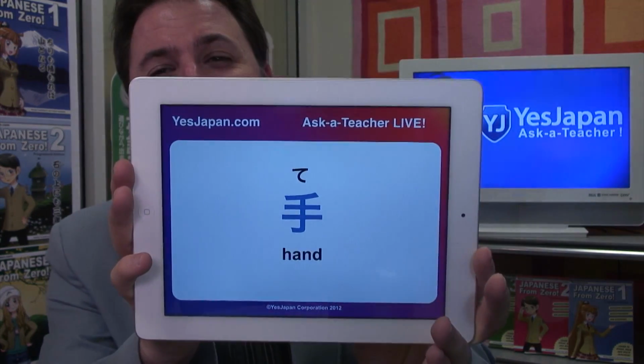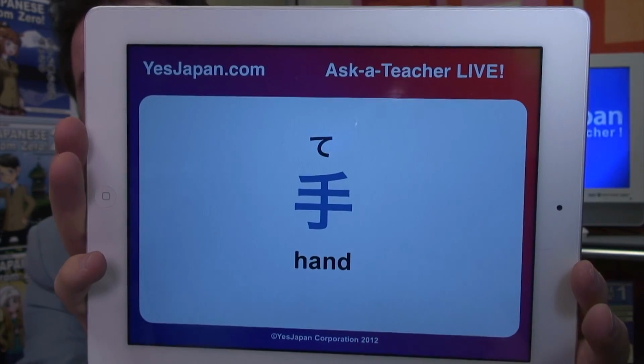This is really a good question, and it's something that freaks people out initially when they're learning Japanese. All right, let's talk about it. So the words that you gave as examples, we're going to show right here. We've got te, which means hand.